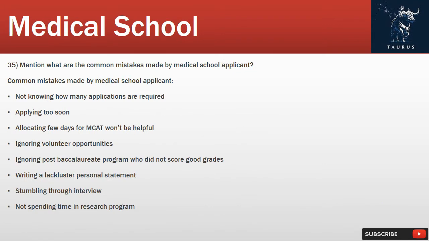35. Mention what are the common mistakes made by medical school applicants. Common mistakes made by medical school applicants: not knowing how many applications are required, applying too soon, allocating few days for the MCAT, which won't be helpful, ignoring volunteer opportunities, ignoring post-baccalaureate programs for those who did not score good grades, writing a lackluster personal statement, stumbling through the interview, and not spending time in a research program.